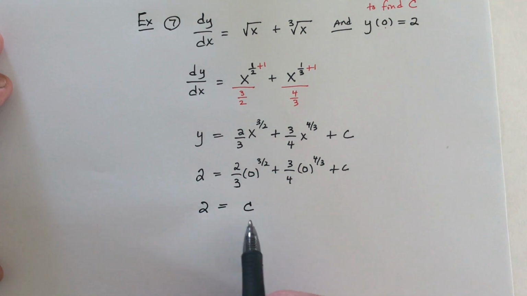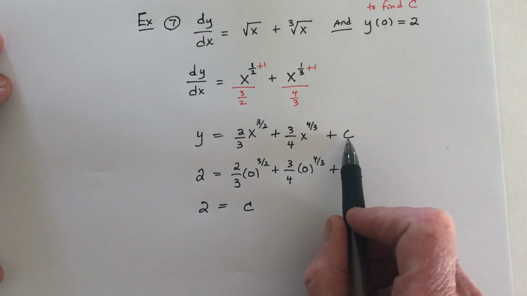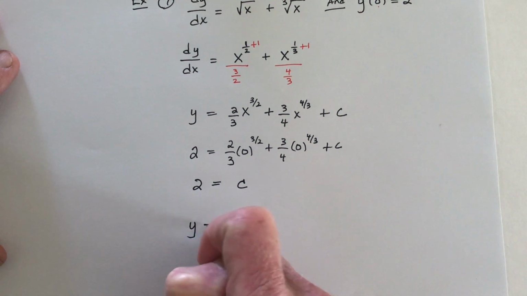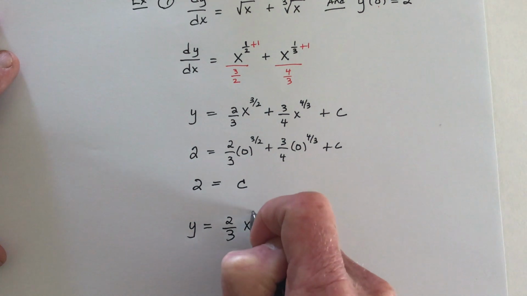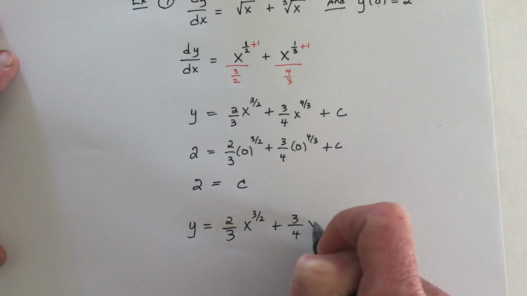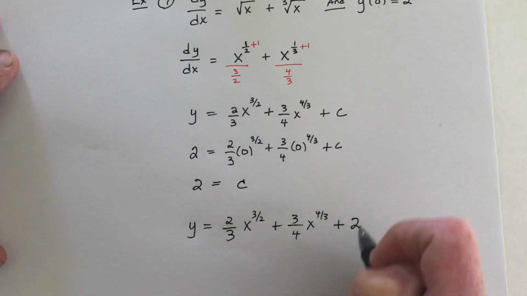So then I found out what c equals. All I need to do is take the 2, put it right back there, and then we're done. At least with this one. So you've got 2/3 x to the 3/2 plus 3/4 x to the 4/3, and then plus the c, which turned out to be a 2.